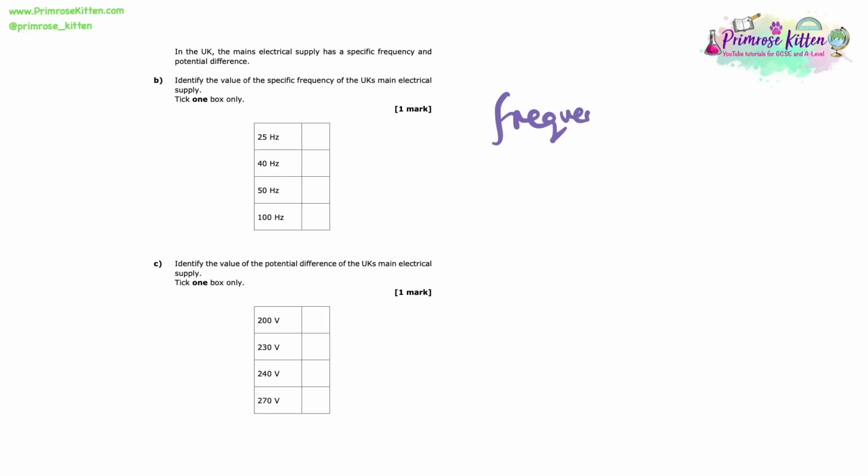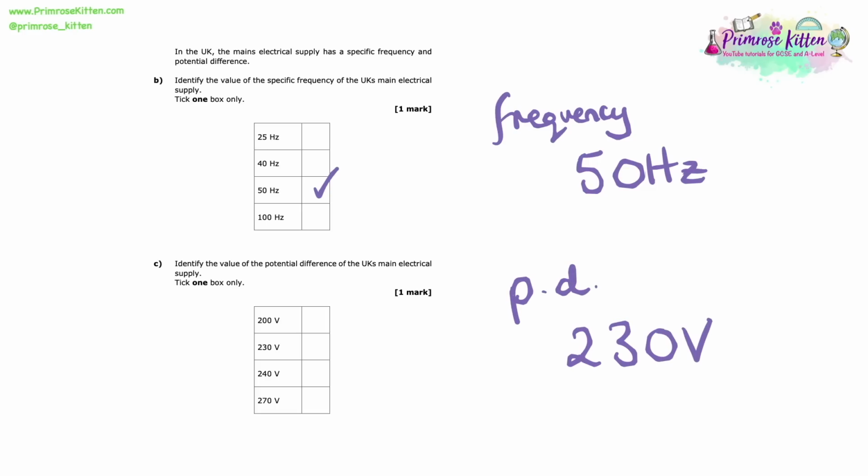Here we need to identify the value of the specific frequency of the UK's mains electrical supply. So we simply need to memorise the fact that the frequency is 50 Hz. Next up, we need the value of the potential difference of the UK's mains electrical supply.